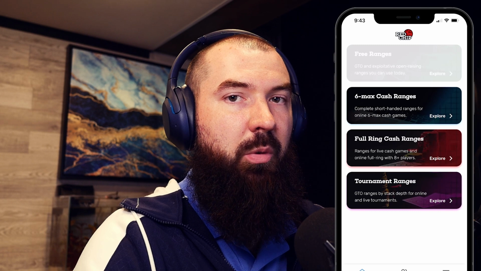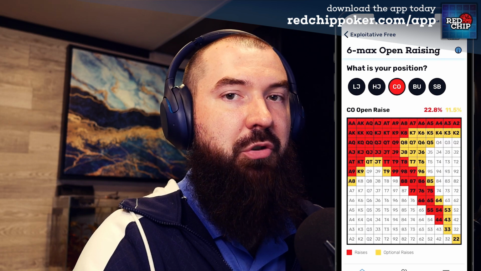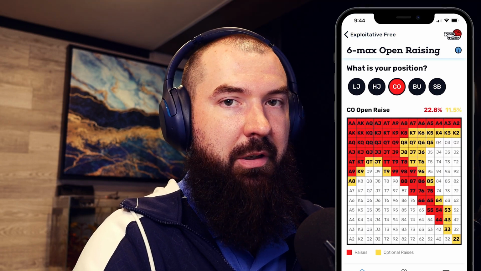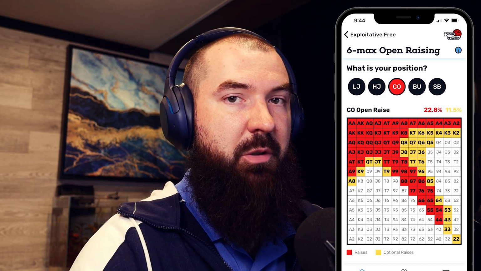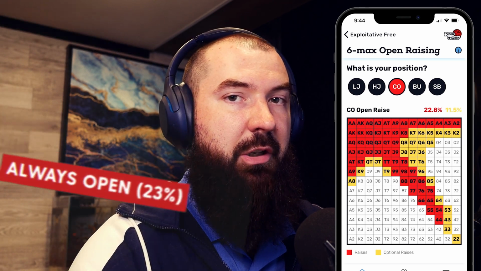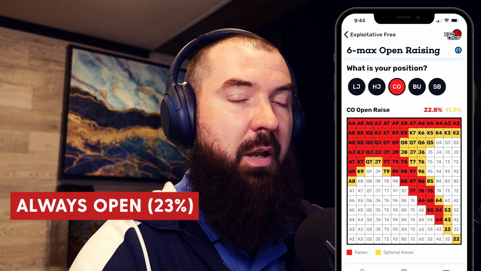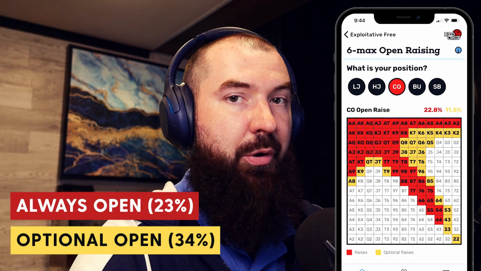So with that bit of context out of the way, let's look at a range together. So let's go to the 6 max exploitative. We'll look at open raising from the cutoff specifically, and you notice here that we have two different ranges. We have the red, which is kind of your default definitive range, and then you have the optional open raising range hands in yellow. And at first glance, you should notice that there is a pretty sizable difference between these two ranges. If you use just the hands in red, the default range, you're looking at roughly a 23% open raising range from the cutoff, whereas if you include the red plus the optional yellows, now all of a sudden you're closer to 34% of hands, and that's a pretty large gap at the end of the day.